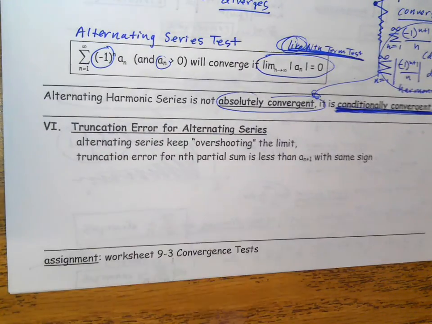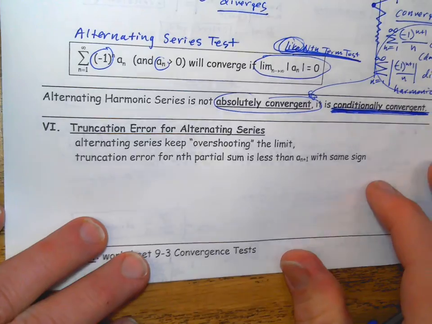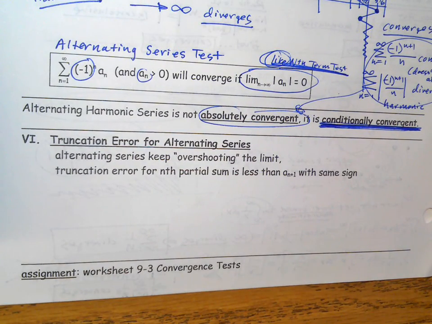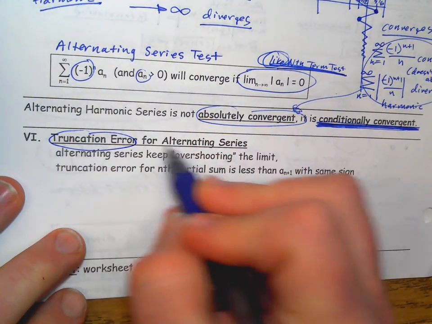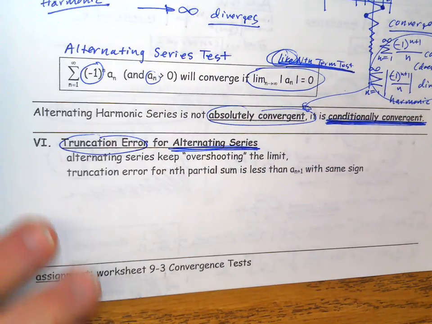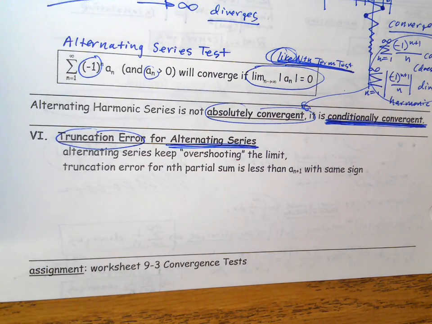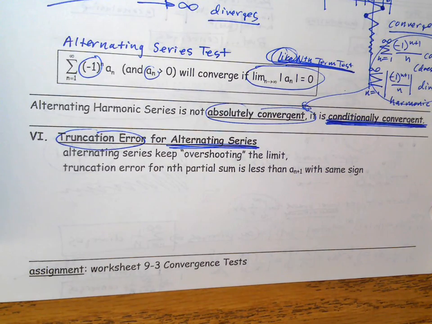Now, just to throw one more thing in here, this has been a really good lesson, lots of good stuff in it. There is a truncation error. Remember Lagrange? I want to say Lagrange error bound, that way of estimating the error. There's a special way of estimating the truncation error of alternating series, and I'm sure you'll be happy to know that it is much simpler.